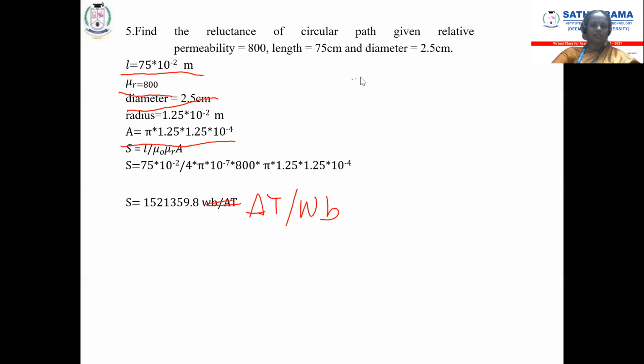I think some of them were posted. Shivam, Bhavana have posted the answer. Arun Kumar has got it, Sai Kumar also. Okay, thank you, students.